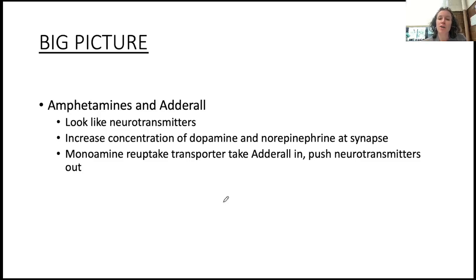That wraps up for us the science behind how Adderall works and other amphetamine-based stimulants. They work because they look like neurotransmitters, and they trick our brain into thinking there's more neurotransmitter than there is. Adderall increases the concentration of dopamine and norepinephrine from one nerve cell to the next in that synapse, and they work on a protein called monoamine reuptake transporters.